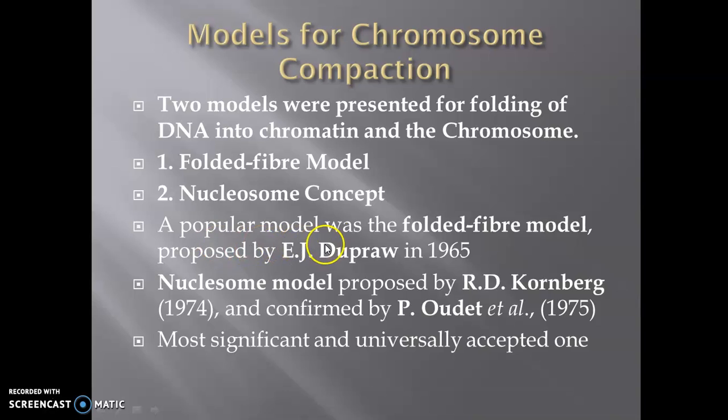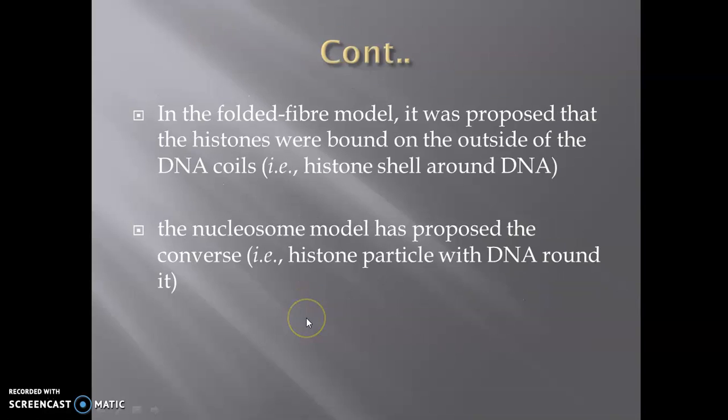A popular model was the folded fiber model, proposed by E.J. Dupraw in 1965. The second one is the nucleosome model, proposed by R.D. Kornberg in 1974 and confirmed by P. Oudet et al. in 1975. The most significant and universally accepted one is the nucleosome model.